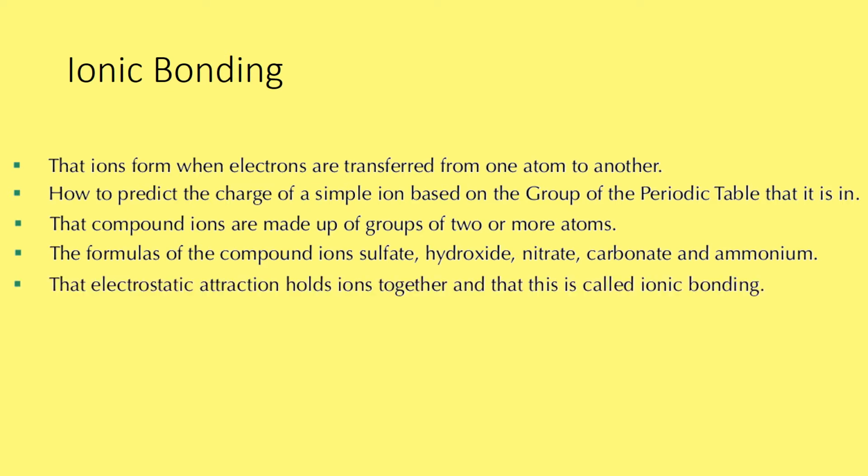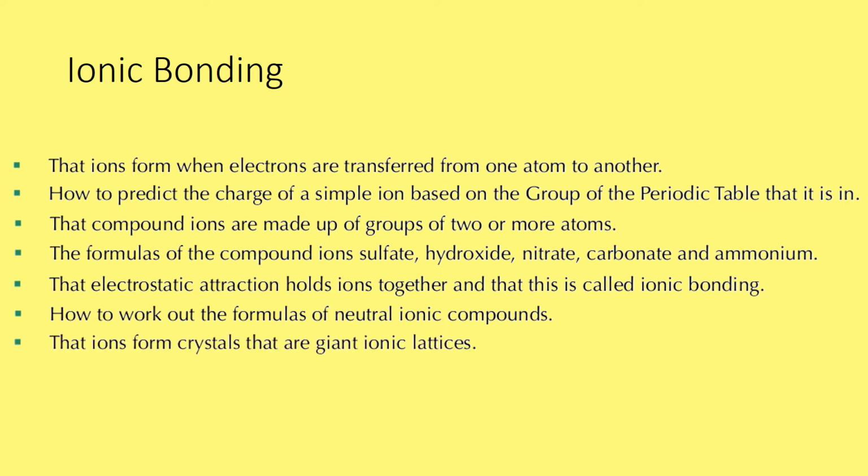Fifth, we're going to have to know that the electrostatic attraction that holds ions together is called ionic bonding. And then we're going to work out the formulas of ionic compounds, given that they are neutral. And we'll also know that ions form crystals, and those crystals are made up of giant ionic lattices. Then we're going to specifically look at the structure of sodium chloride, and that'll be it for this lesson.